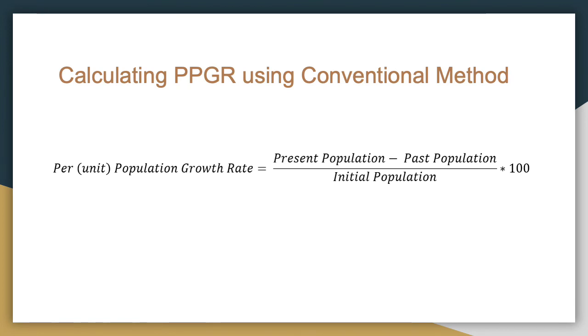times 100. Present population represents the population for the year which is being considered. Past population represents the population of the year previous to the year being considered. Initial population represents the population for P0.